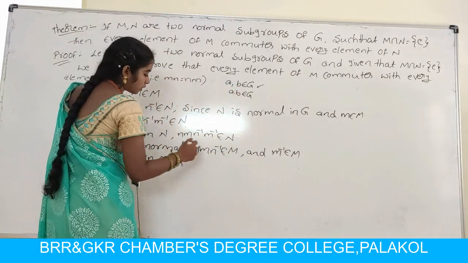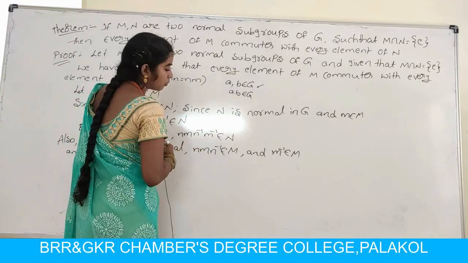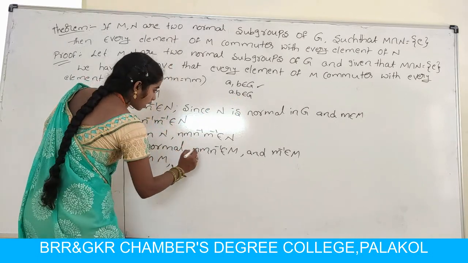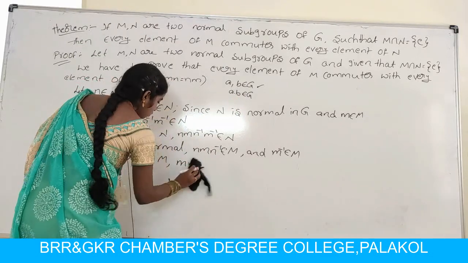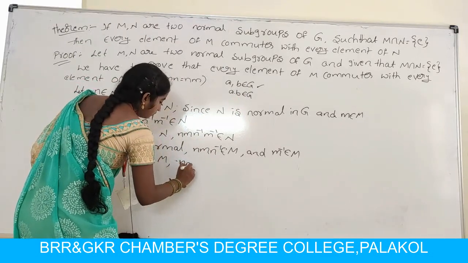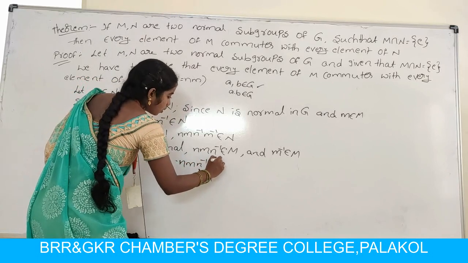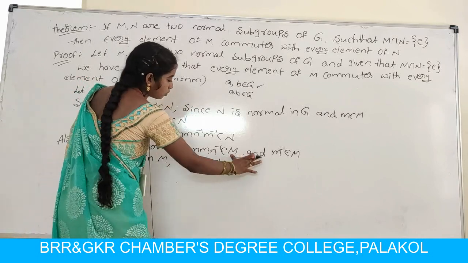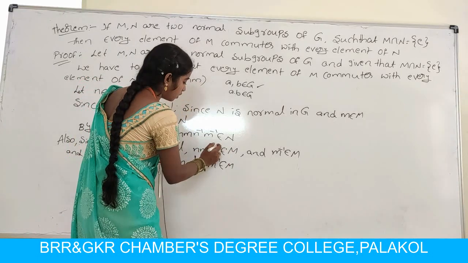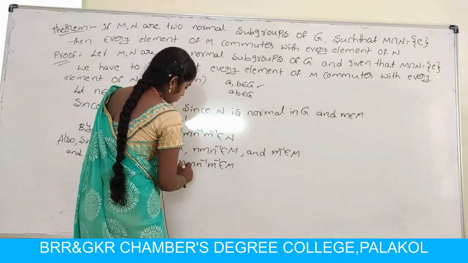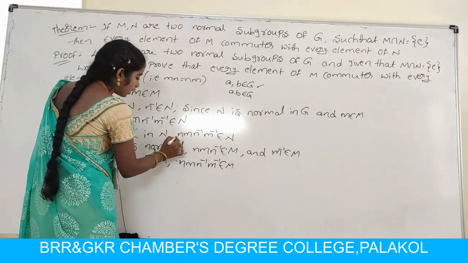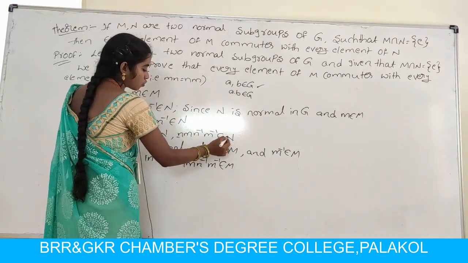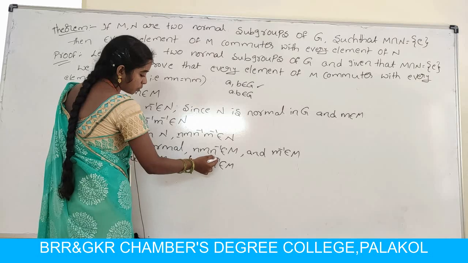So it can be written as n inverse belongs to M, M inverse belongs to M. So with respect to multiplication, n inverse M inverse belongs to M. So we observe that n inverse M inverse belongs to N, and n inverse M inverse belongs to M.